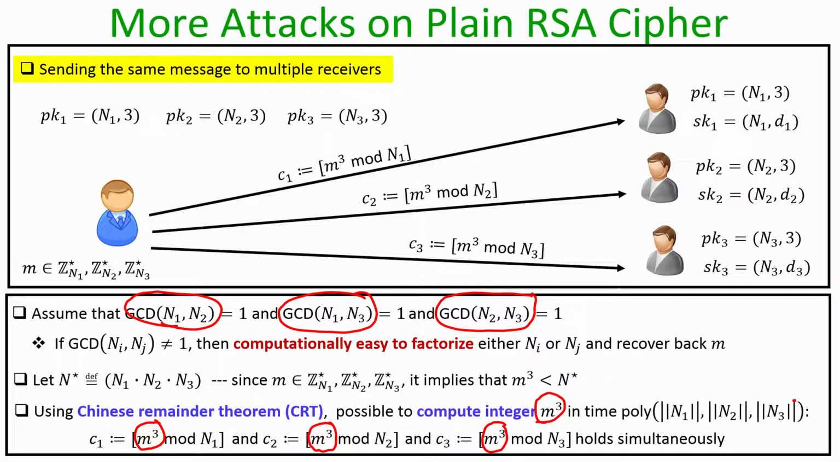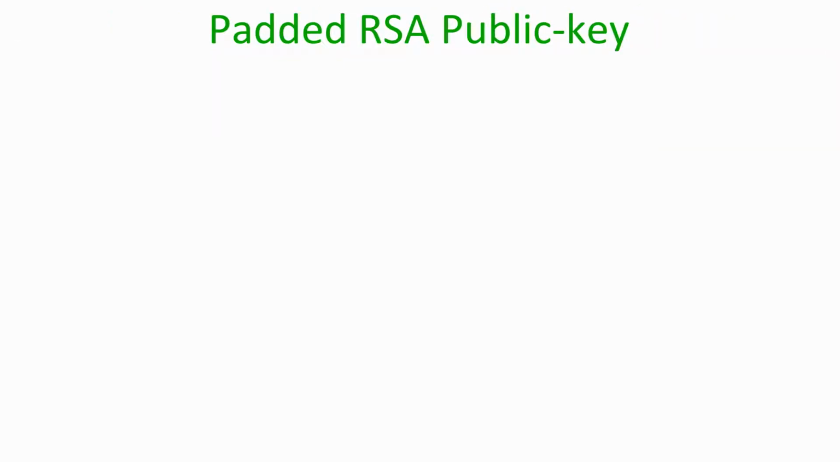Then by applying the Chinese remainder theorem, an adversary who has eavesdropped these 3 ciphertexts C1, C2, C3 can recover the unknown m cube, and once the unknown integer m cube is recovered it can find out the exact m. So, again this is another attack which is possible on the plain RSA cipher, even if we assume that the sender's message is a randomly chosen value from the underlying Zn star set.